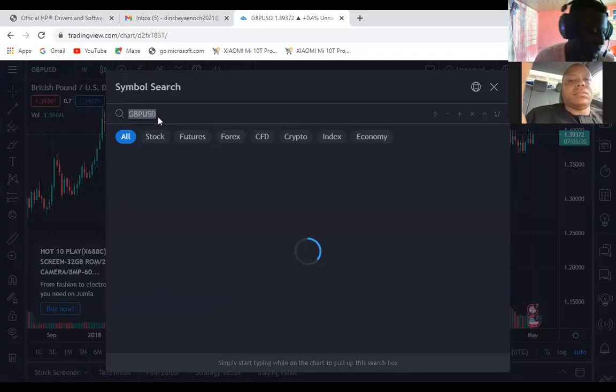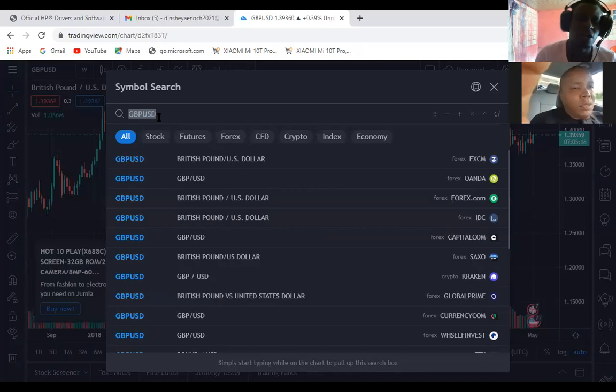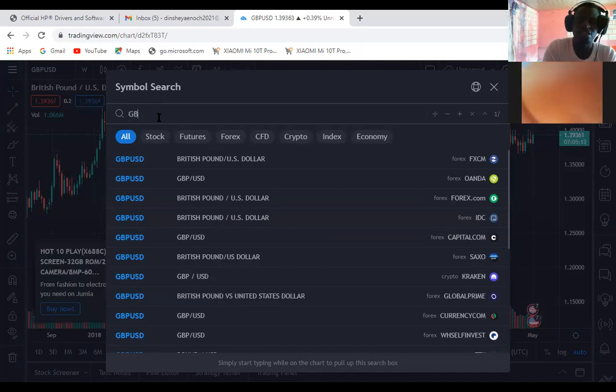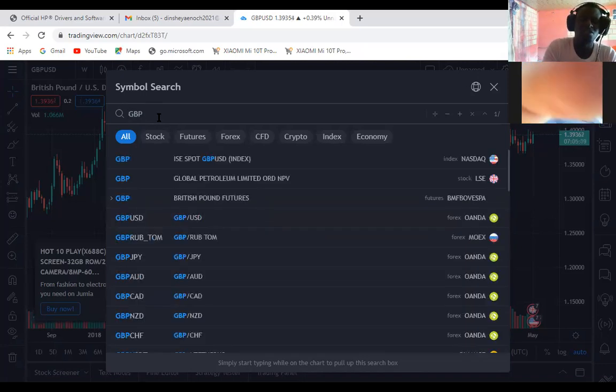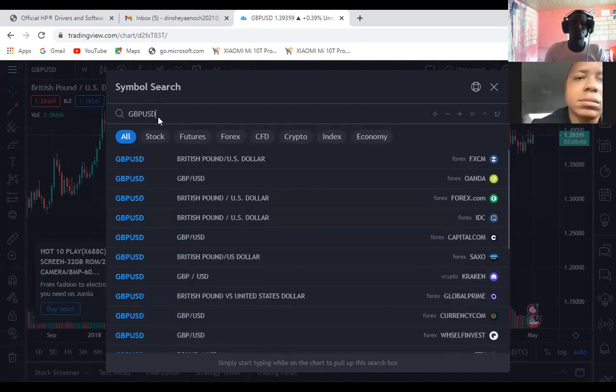I believe you know your currency pairs. USD, Euro, no problem. This is GBP USD. So I want us to study or practice our support and resistance now.